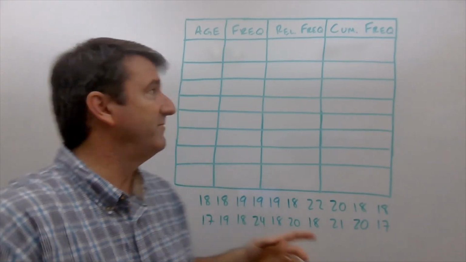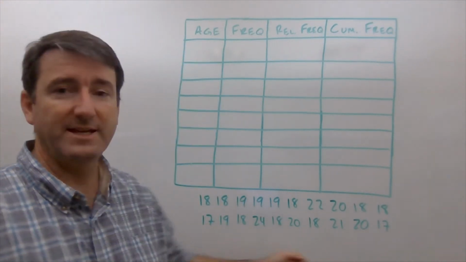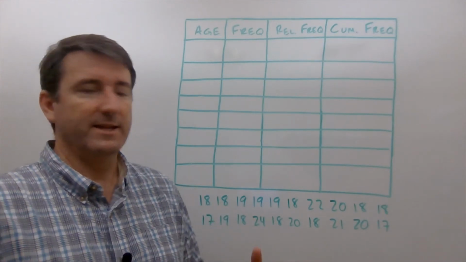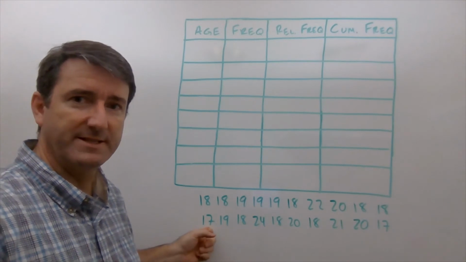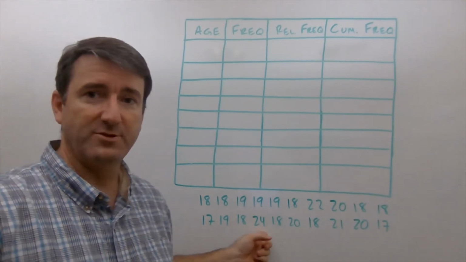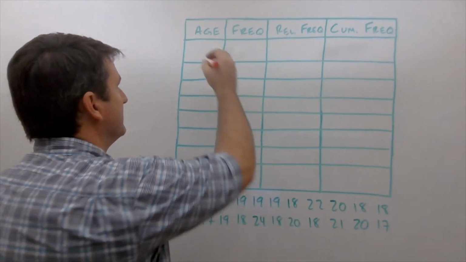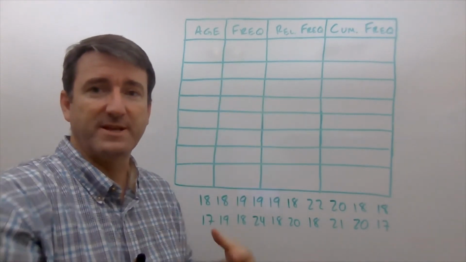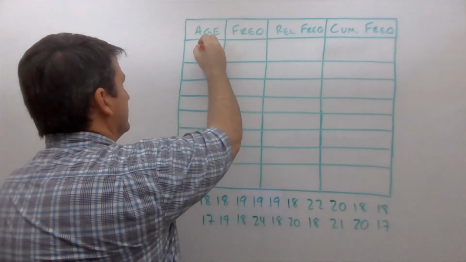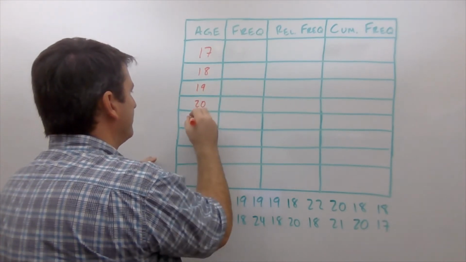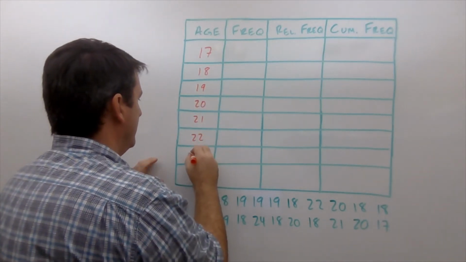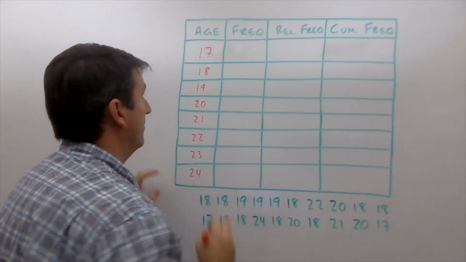So let's start by filling in all the different ages that are represented in this data set. So we can see that the youngest age is 17 and the oldest age is 24. So let's go ahead and just enter all the ages from 17 to 24. So we've got 17, 18, 19, 20, 21, 22, 23, and 24.